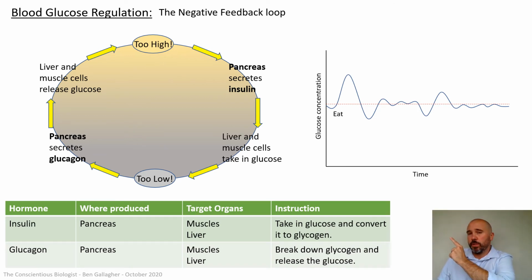So at the bottom just here, look, the lowest point near the start, that must be where the body went, oh, too much, release some glucagon to get some glucose back in. But it was a bit too much, so it went a bit too high, so a bit more insulin, bring it back down, and then it could do the fine little tweaking again.